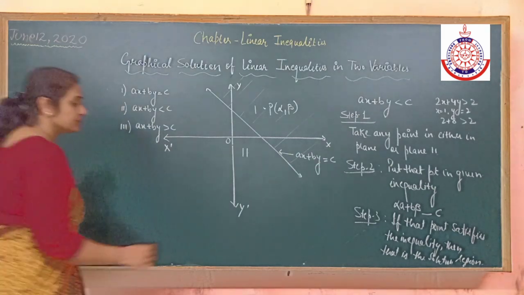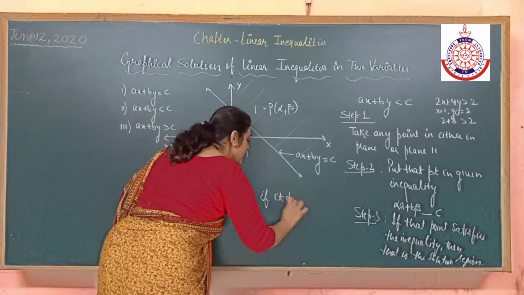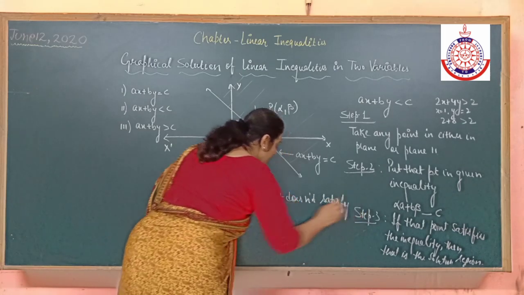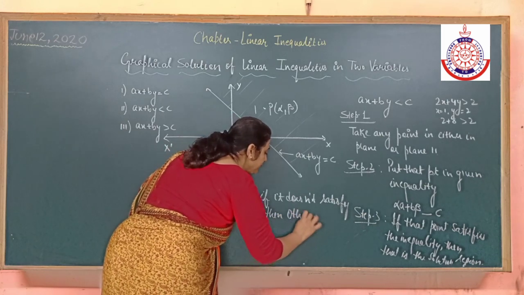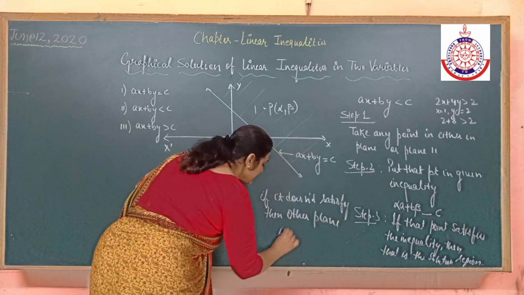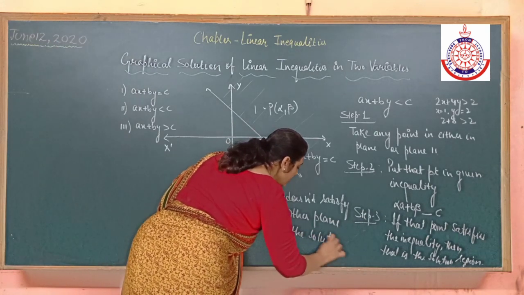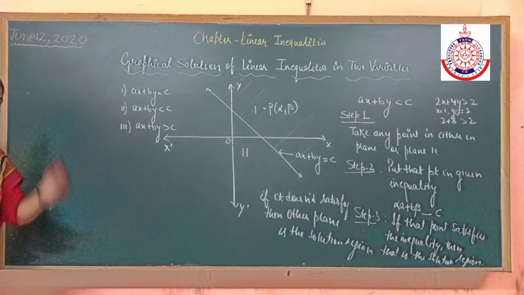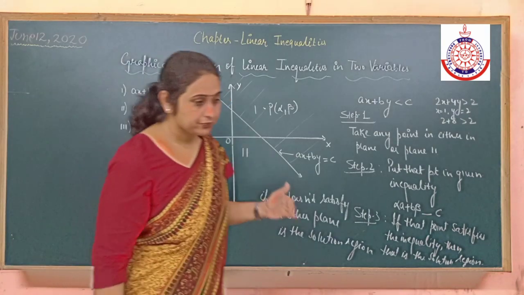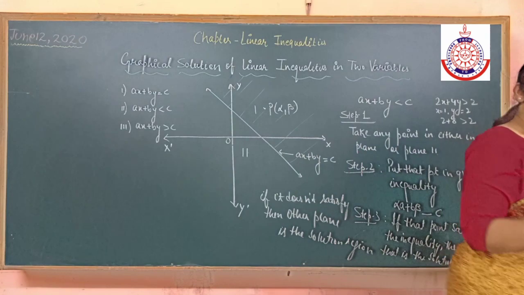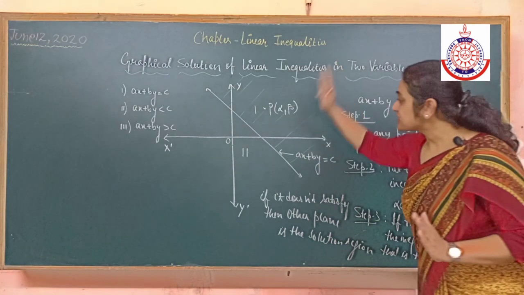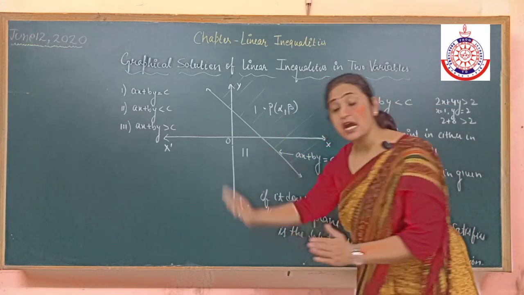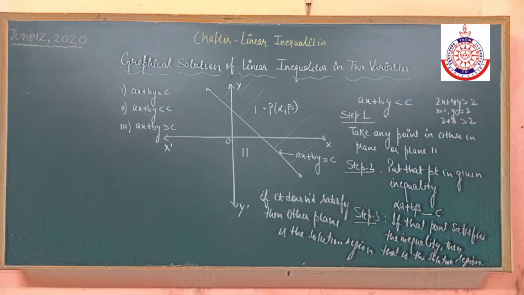And if it does not satisfy, then the other plane is the solution region. Very clear? Pick up a point in any one of the planes, put it in the given inequality. If it satisfies the inequality, that side is my answer, that area is the solution region. If it does not satisfy, then the other half is the solution set, or you say solution area.